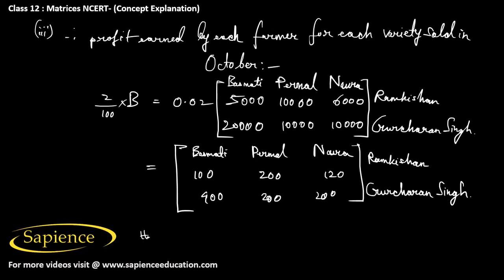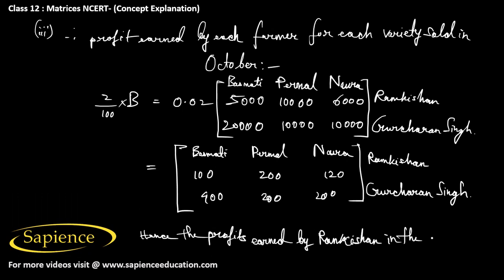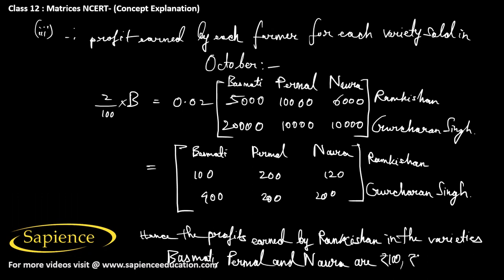So hence we can say that the profits earned by Ramkishan in the varieties of rice, namely Basmati, Permal, and Nora, are rupees 100, then rupees 200, and rupees 120 respectively.